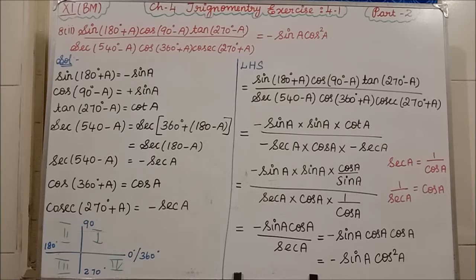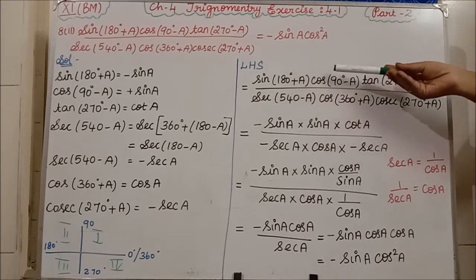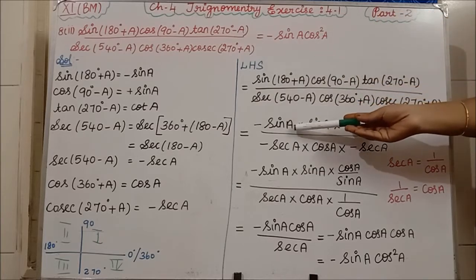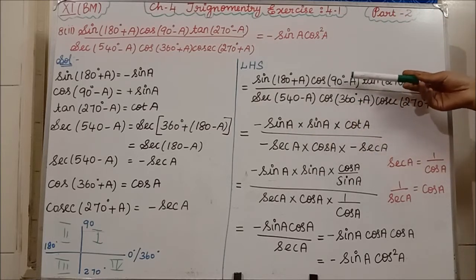Clear now? Shall we now proceed to the LHS part? Yes, see the question. I have written the question here first. Okay, now see sin(180 + A). What is the value we have got? Minus sin A.